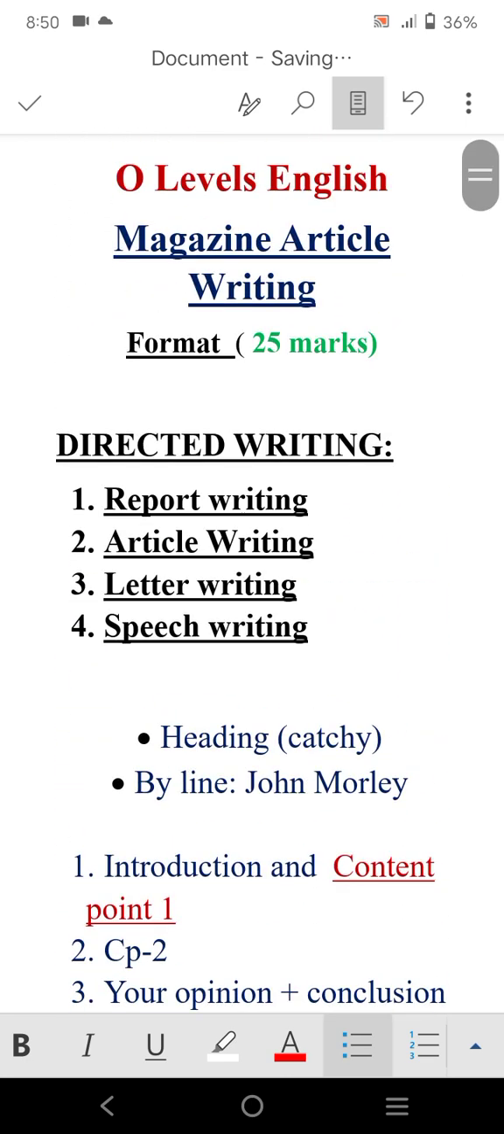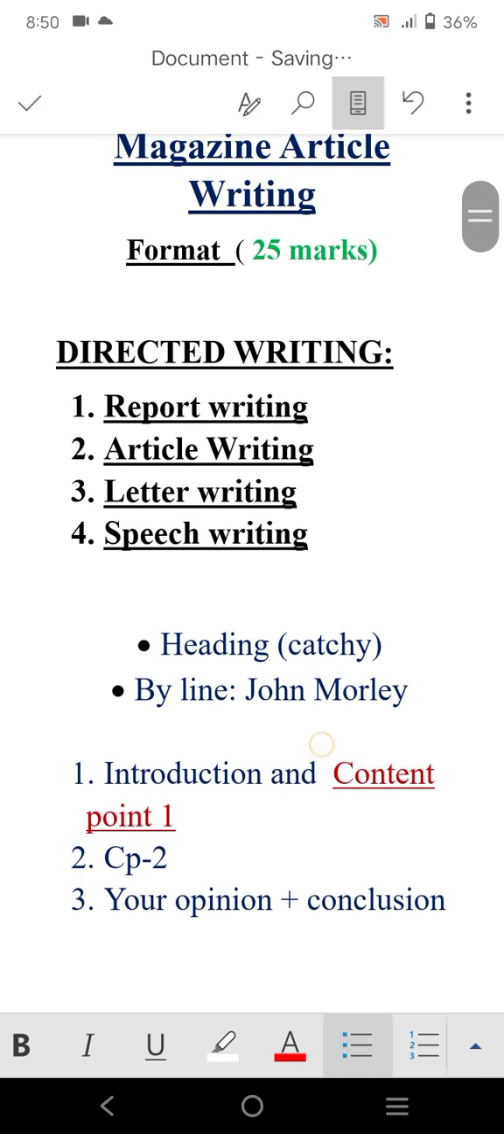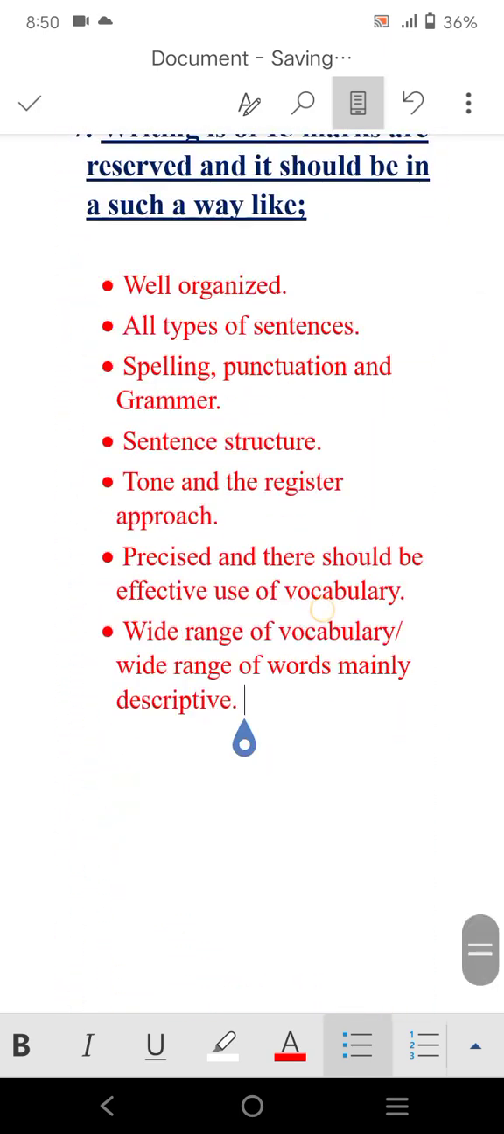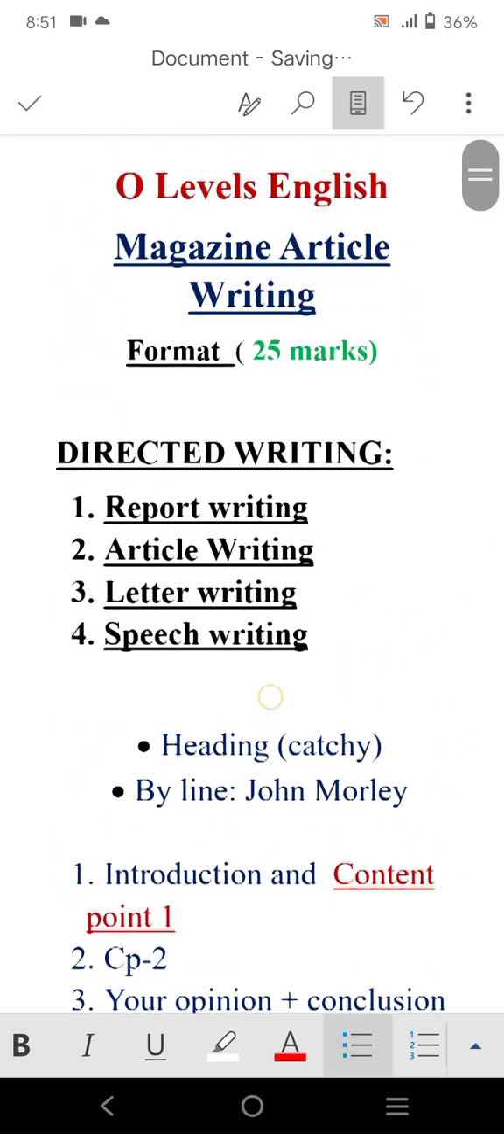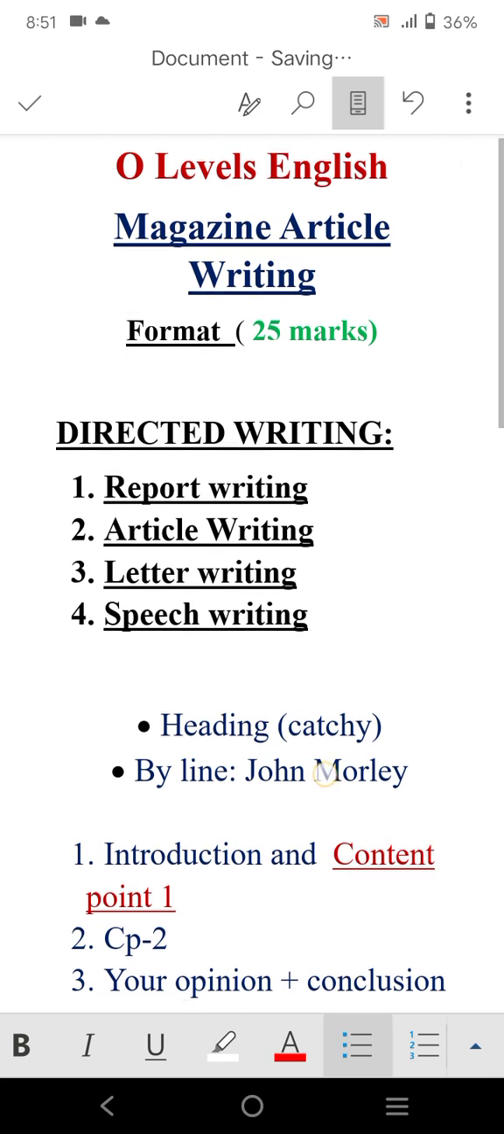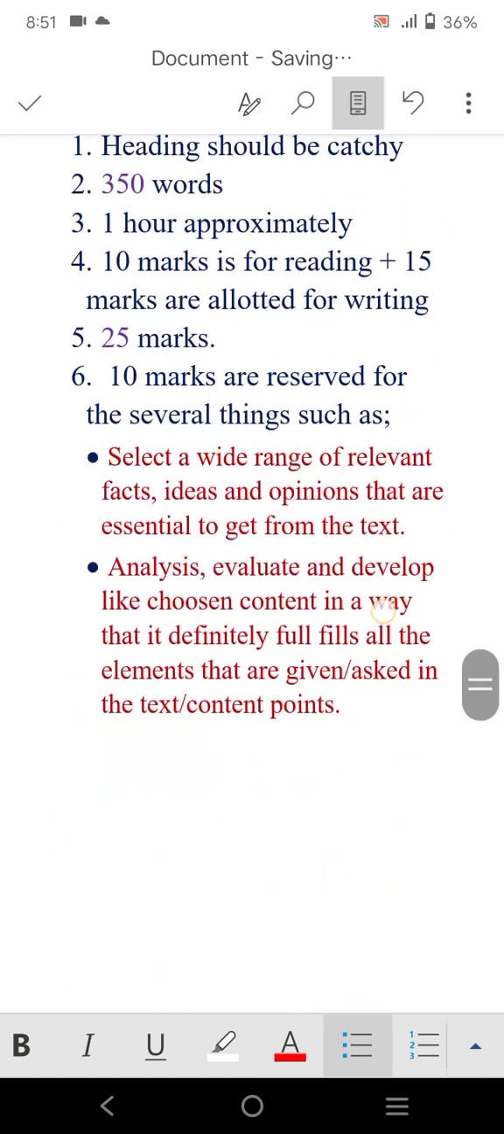I hope you understand it, because it is the most important part to work on. There are about 7 guidelines, along with 4 format points, and directed writing comprises them. It is the most important one to talk about, because it is the most authentic.